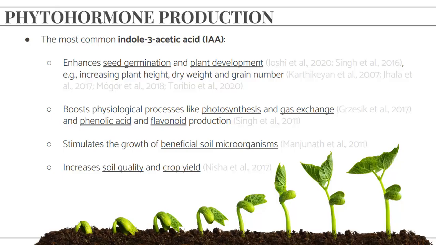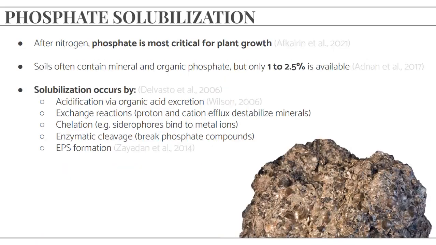For the phytohormone production, the most common being indole-3-acetic acid or IAA. I struggle to say that, I don't know why. It enhances seed germination and plant development, boosts physiological processes like photosynthesis and gas exchange, and phenolic acid and flavonoid production, stimulates the growth of beneficial soil microorganisms, and increases soil quality and crop yield.